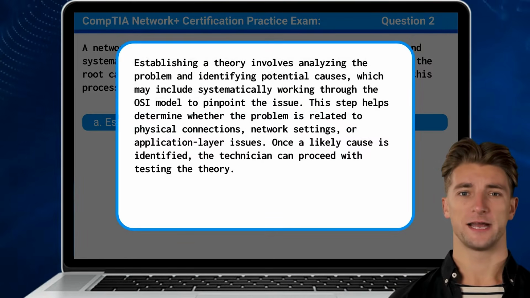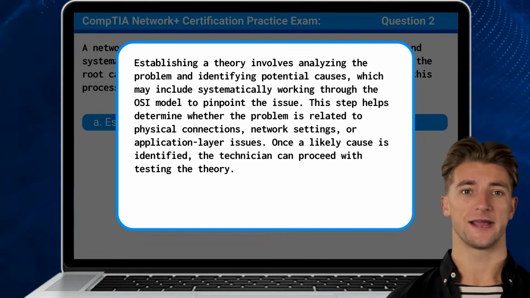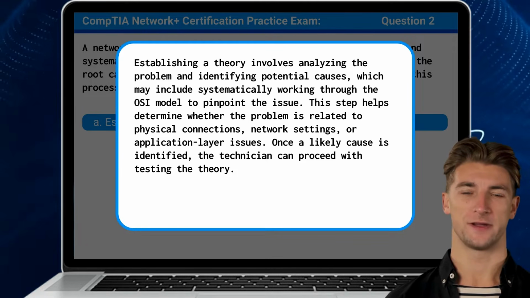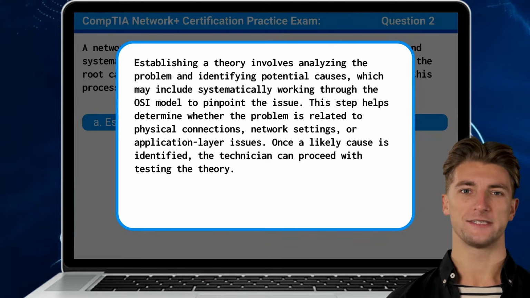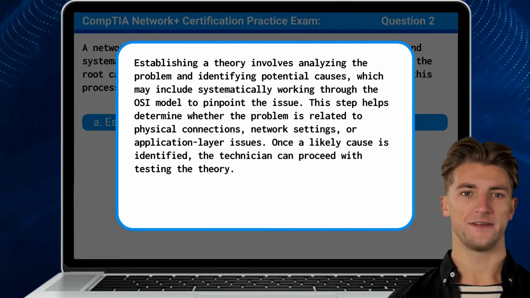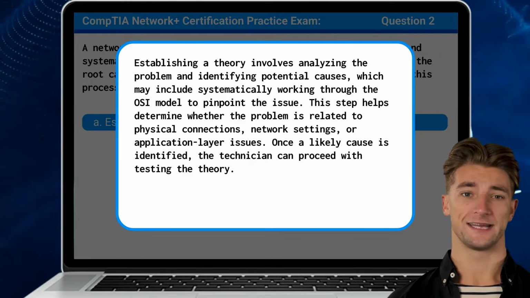Establishing a theory involves analyzing the problem and identifying potential causes, which may include systematically working through the OSI model to pinpoint the issue. This step helps determine whether the problem is related to physical connections, network settings, or application layer issues. Once a likely cause is identified, the technician can proceed with testing the theory.